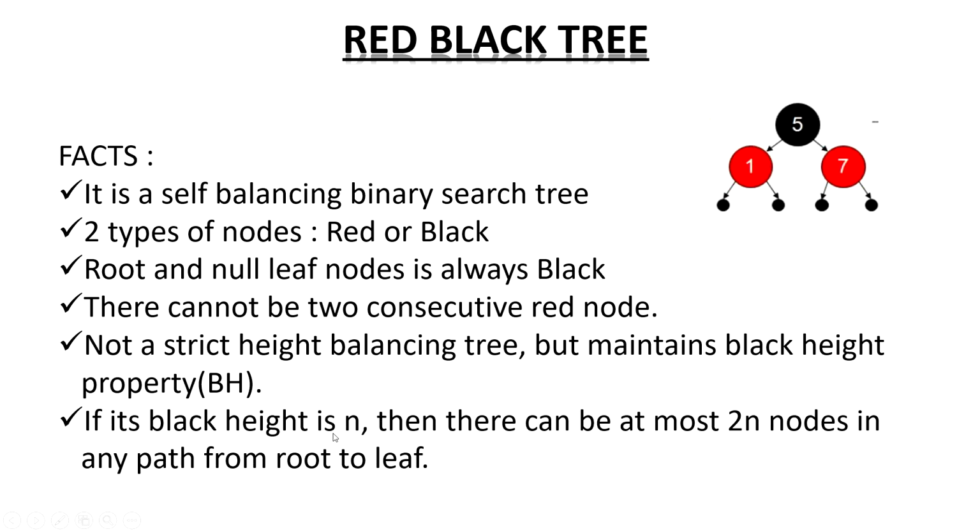If its black height is n, then there can be at most 2n nodes in any path from root to leaf. If we consider a pattern black, red, black, red, black, red, in this pattern there are n black nodes, so the black height is n, but there are also n red nodes. As we know, the red-black tree maintains the black height property only. So there are n black nodes and n red nodes, so there are a total of 2n nodes in this path.